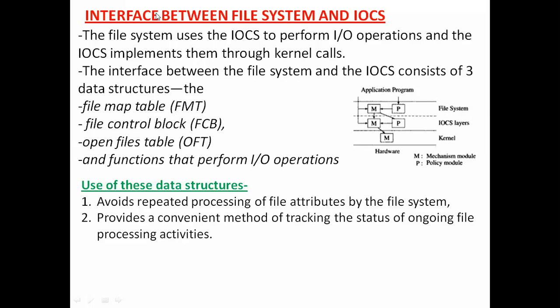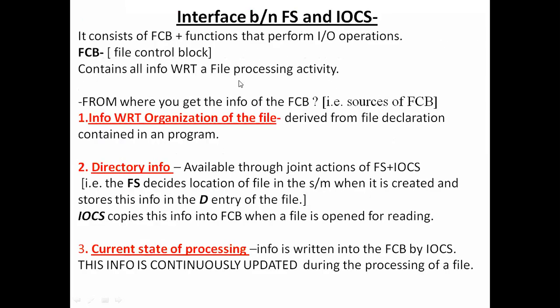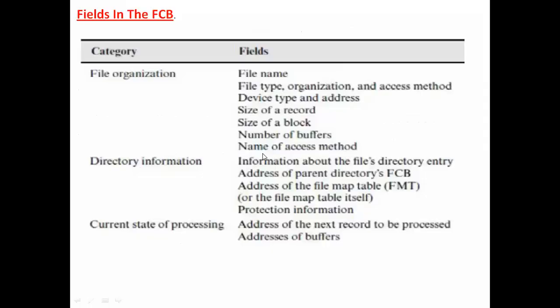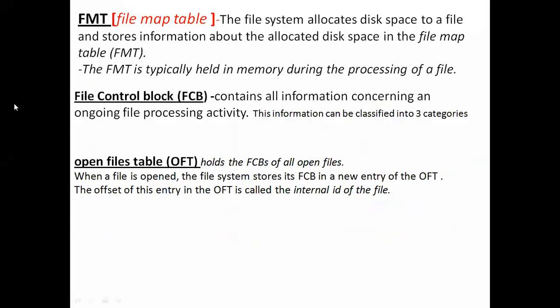This is while dealing with the interface between the file system and the input-output control system. Again, these are the details with respect to the same table. Let's see what fields you can find inside the FCB and its main function. The file control block's main function is to hold all the information with respect to the file processing activity, namely the file organization details, the directory information details, as well as the current state of the processing.